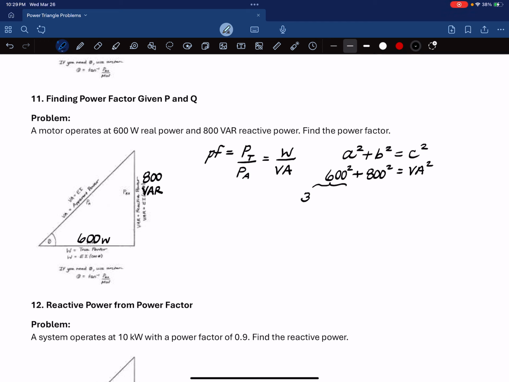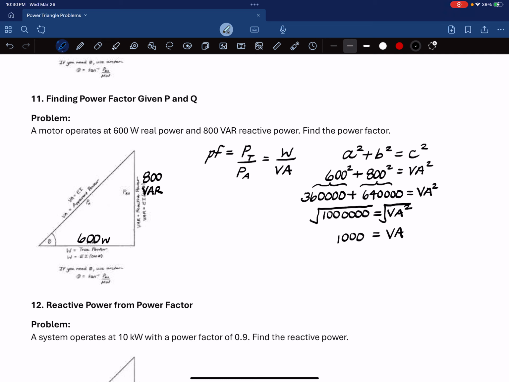6 squared is 36, and I add 4 zeros. 8 squared is 64, and I add the 4 zeros. And together those will give me apparent power squared. This is 100 with 4 zeros, equaling apparent power squared. And then I can take the square root of both sides. And so apparent power is going to be 1,000. And these are not kilos, they're just plain watts.